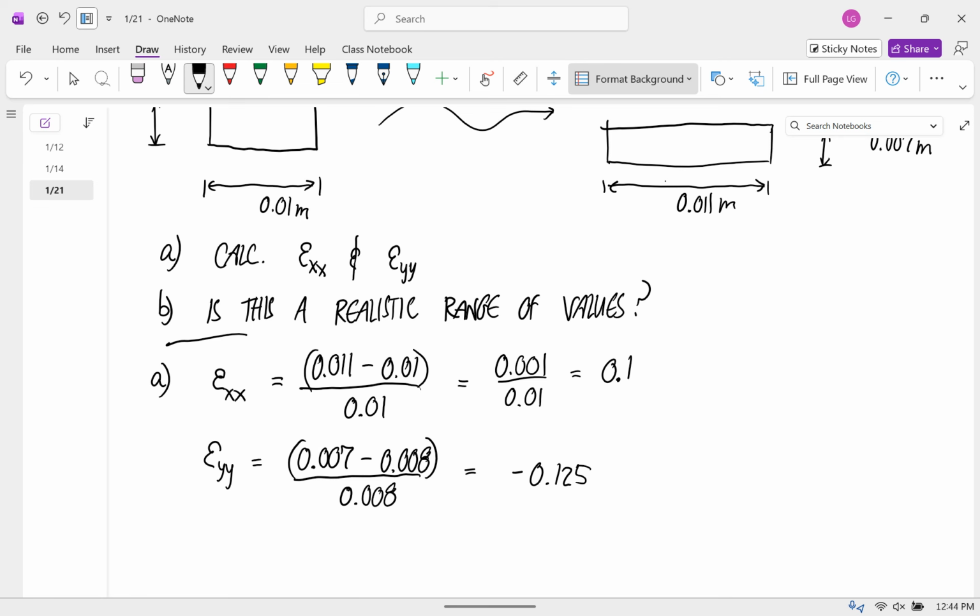Okay, so along the x-axis, it's stretched. We see that because we have a positive value. Along the y-axis, it contracted. We can see that because we have a negative value. Are these values in a realistic range, or are they too big? They're way too big, yeah. So they're way too big to be realistic. That cutoff line, remember, is about 1 times 10 to the minus 4.